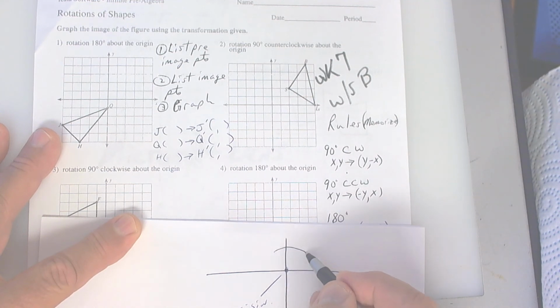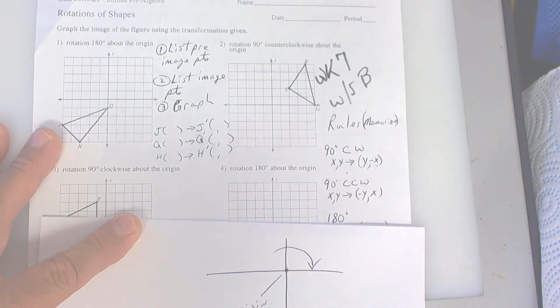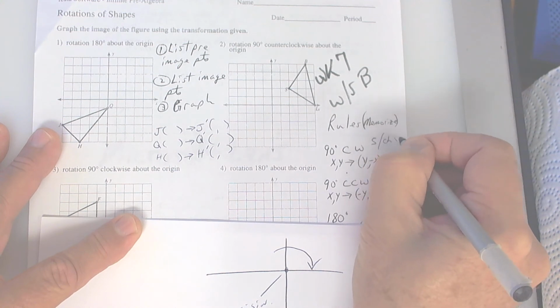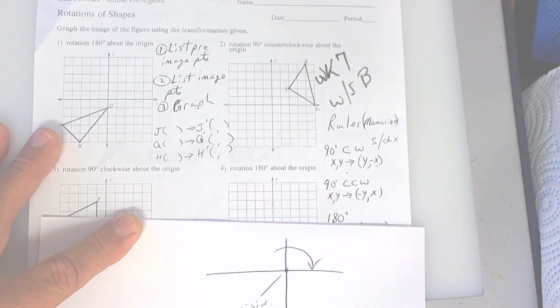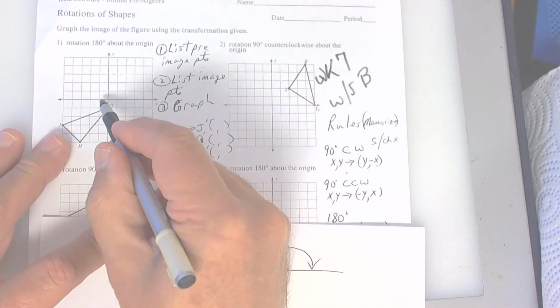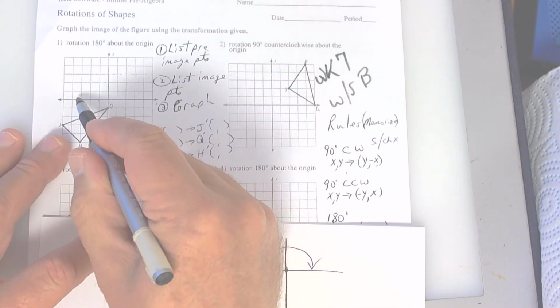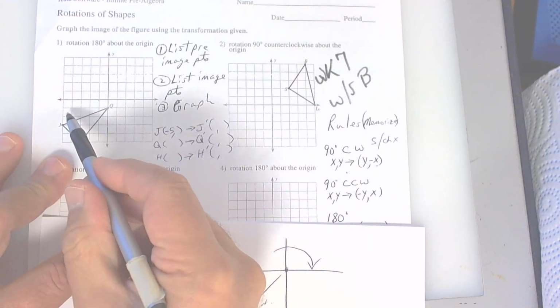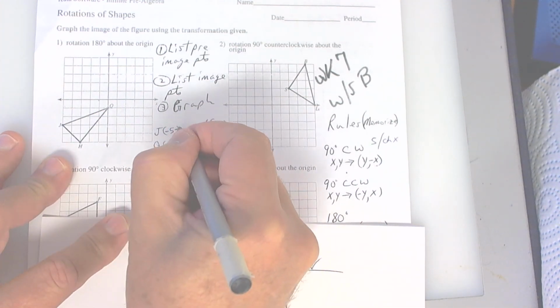So if you go clockwise, that's this way, the way a clock moves, then you switch them and change the x. Write that down. Switch, change x. You have to memorize that. Well, let's do that. So the points here, J is going to be negative 1, 0, 1, 2, 3, 4, 5. So negative 5. And down 1, 2, 3. So down is a negative 3.